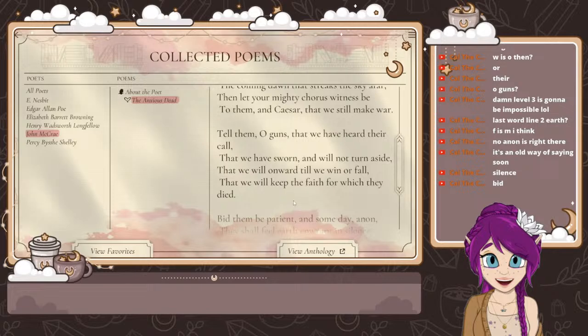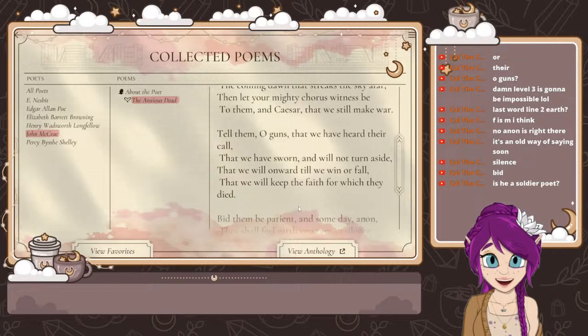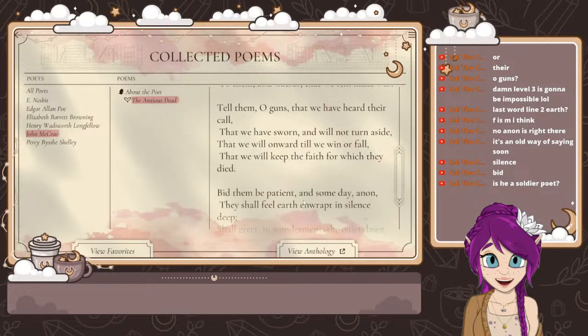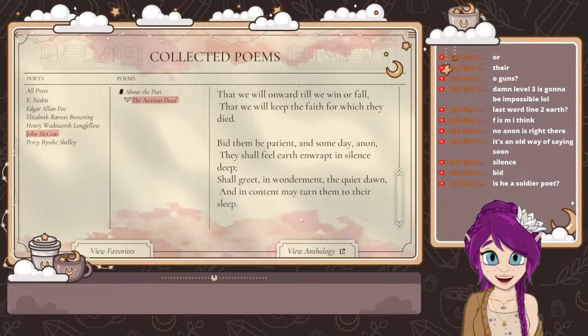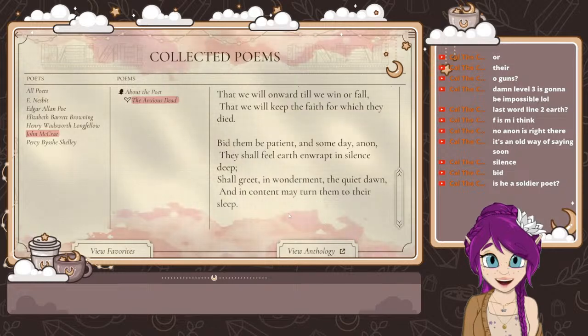Tell them, O guns, that we have heard their call, that we have sworn and will not turn aside, that we will onward till we win or fall, that we will keep the faith of which they died. Bid them be patient, and some day anon they shall feel earth enwrapped in silence deep, shall greet in wonderment the quiet dawn, and in content may turn them to their sleep.